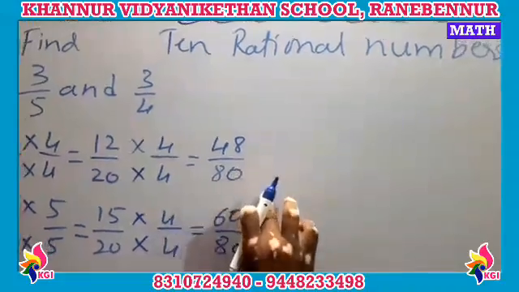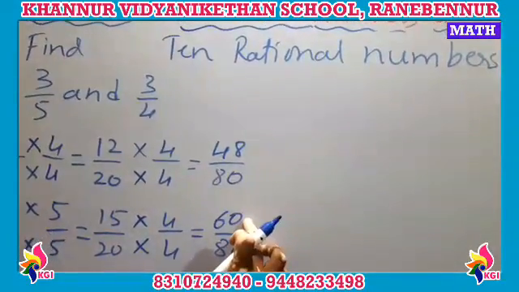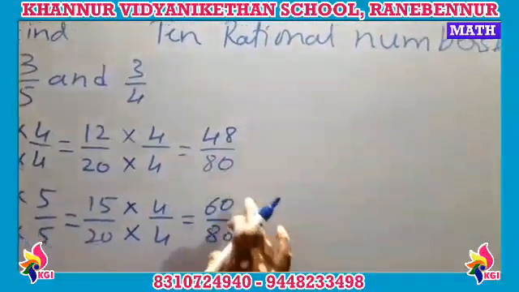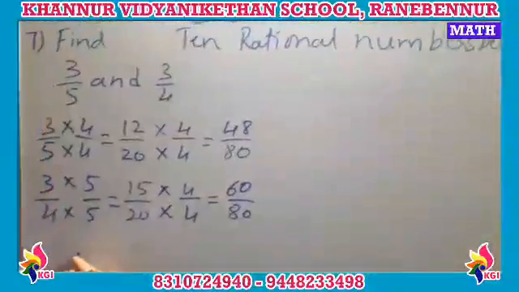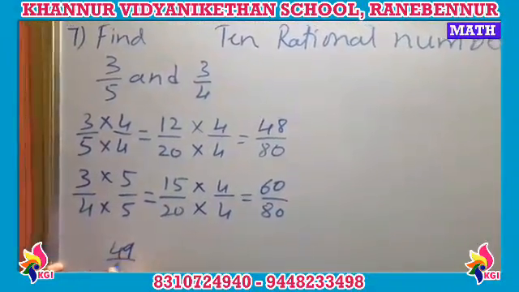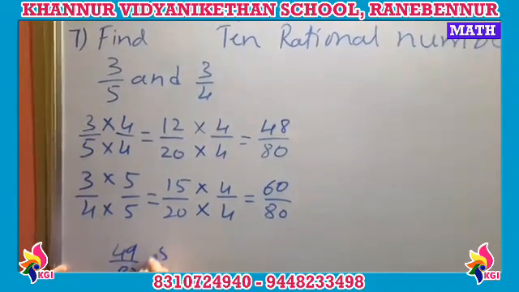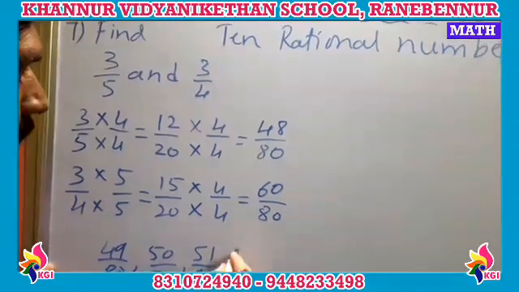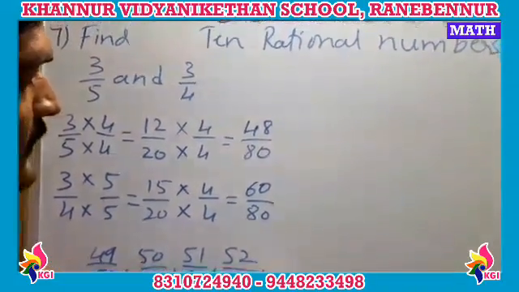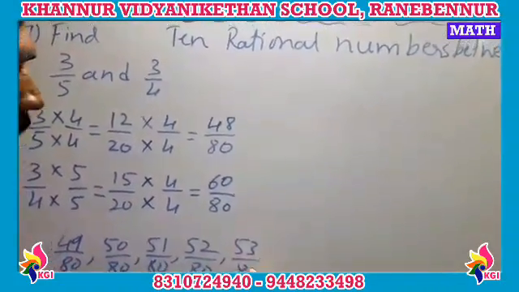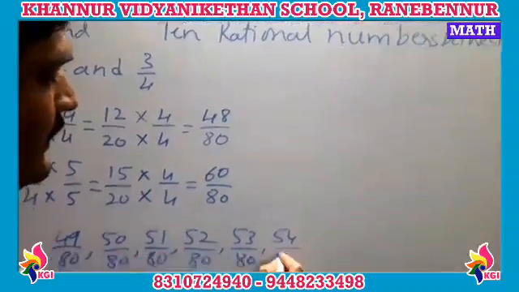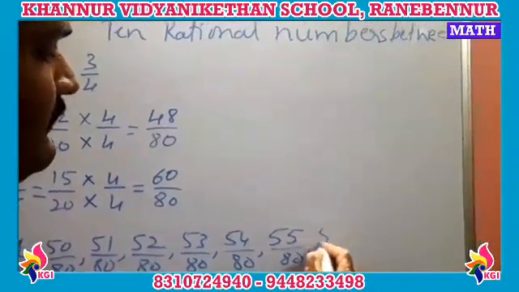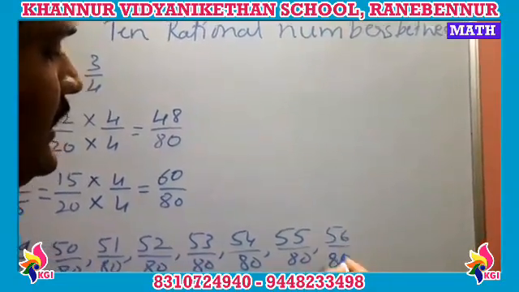The denominators are the same, right? So from 48 to 60 we can get 10 rational numbers, correct? As they said, in between we should not take 48 and 60. So then I am going to write next 49 divided by 80, next 50 divided by 80, 51 divided by 80, 52 divided by 80, then 53 divided by 80, 54 divided by 80, then 55 divided by 80, 56 divided by 80. How many?